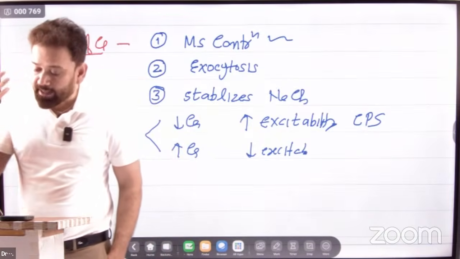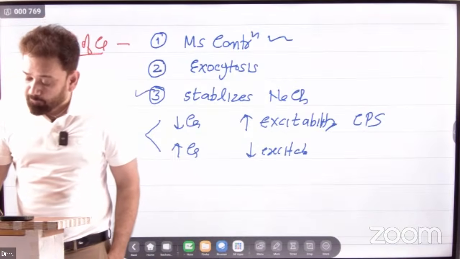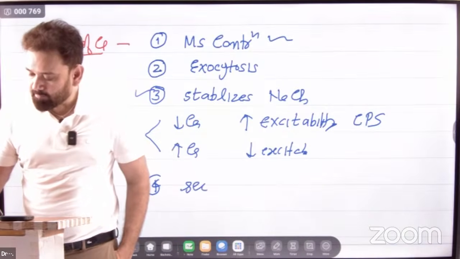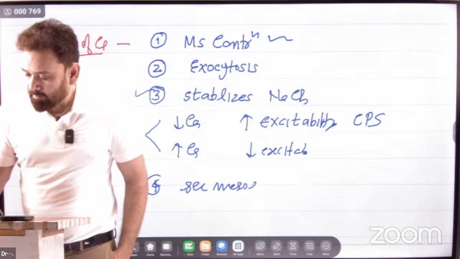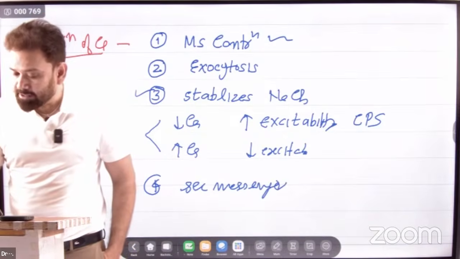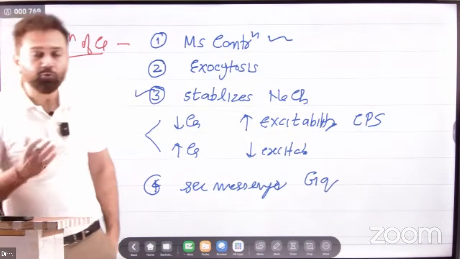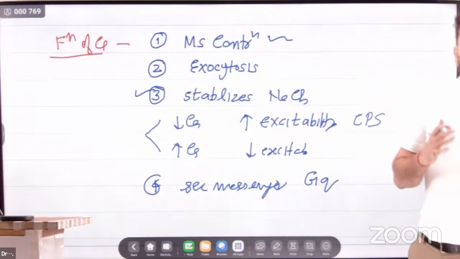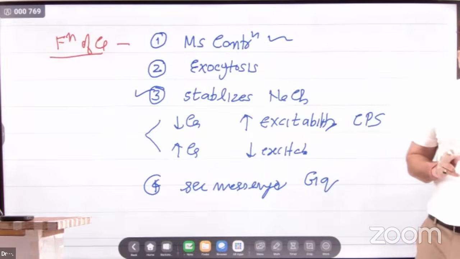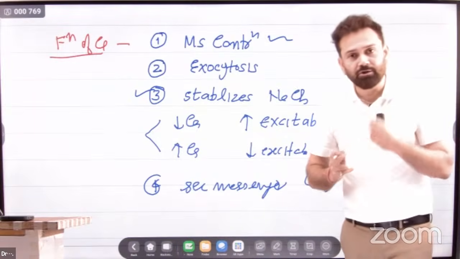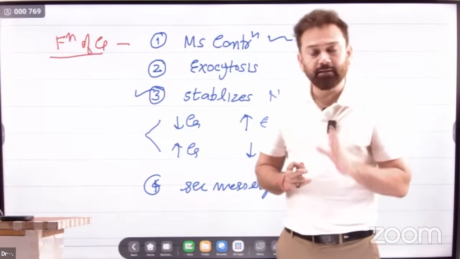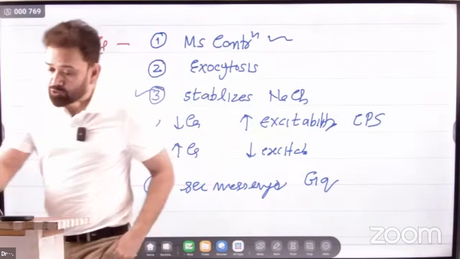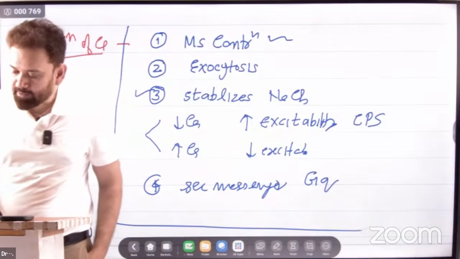So muscle contraction, exocytosis, it stabilizes. And number fourth and the most important, अगर आपको याद होगा, secondary messenger. Calcium is the secondary messenger of GQ receptor. GQ receptor आपको याद होगा, G protein coupled receptor, GPCR. G protein coupled receptors are of three types: GS, GI, and GQ. GS and GI secondary messenger is cyclic AMP, and for GQ it is calcium. So calcium is also a secondary messenger.